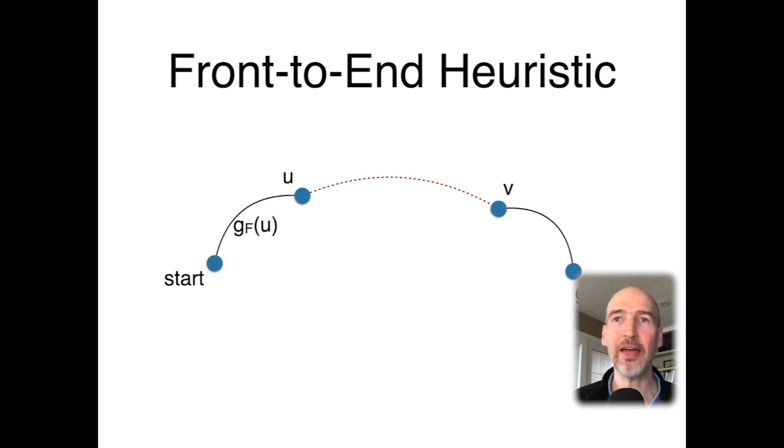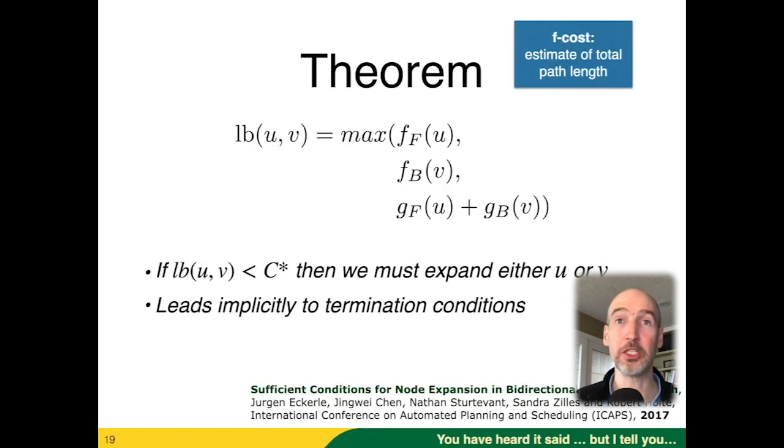And then we can look together and we can say, well, we could just end up connecting U and V directly, and we don't know anything about the path in between them, but we might be able to connect them together, and so therefore we just get g plus g. And so there's a theorem from ICAPS in 2017 that says, look, if we look at the forward f cost, the backwards f cost, and then the sum of the two g costs for U and V, then the maximum of these three terms is a lower bound on the cost of an optimal solution that goes from the start to U, U to V, and V to the goal.